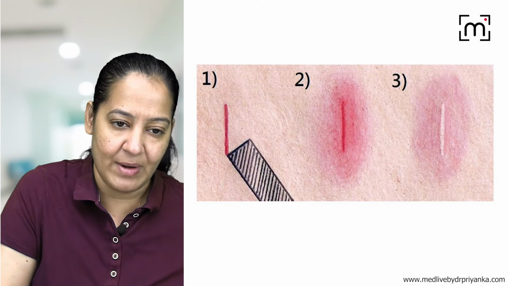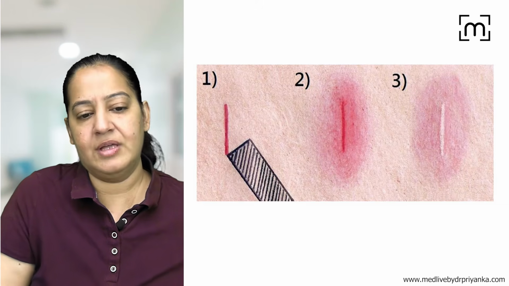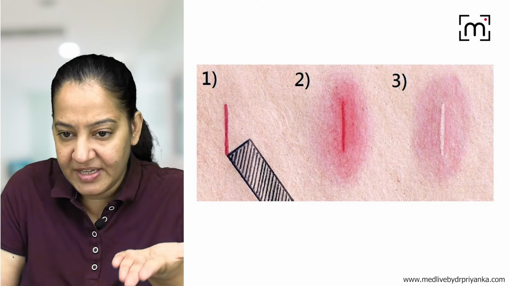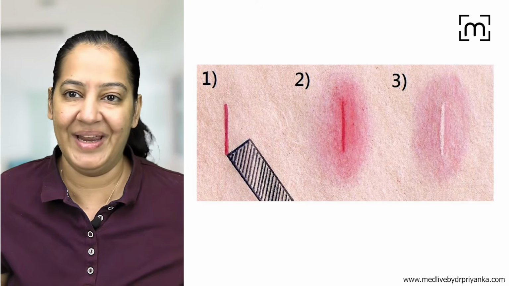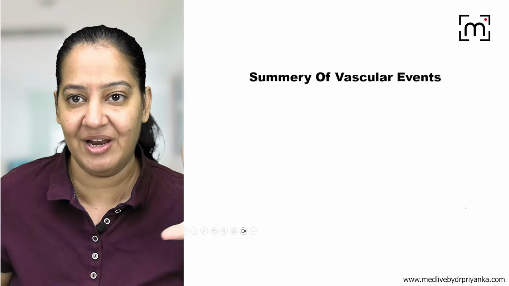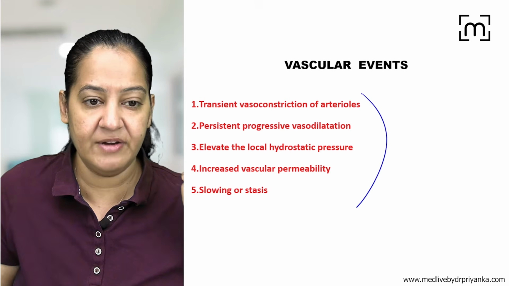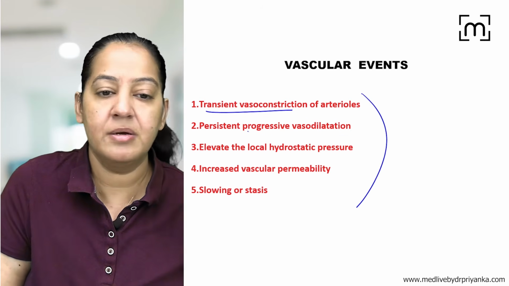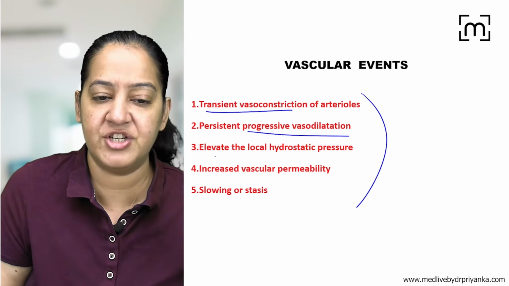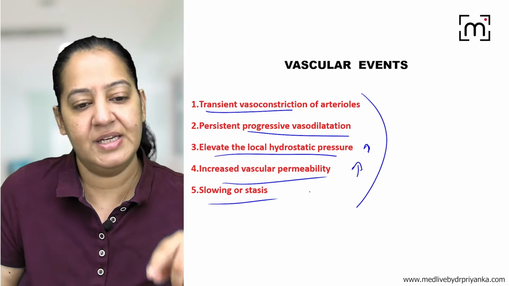So you can see this is red line. You can see this is flare around the red line, and this complete area swells up. This is known as wheal. So this is triple response. We are done. Let's revise the 5 vascular events one by one in the master diagram. So these are the 5 vascular events: transient vasoconstriction, persistent vasodilatation, increased hydrostatic pressure, increased vascular permeability, stasis.